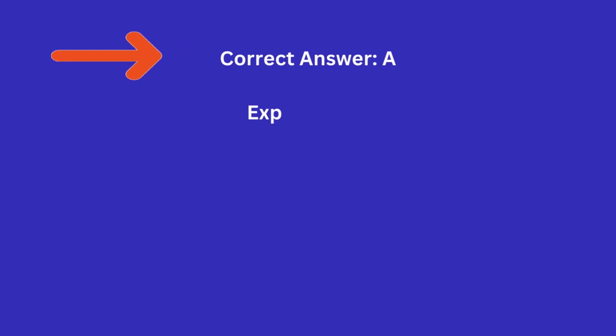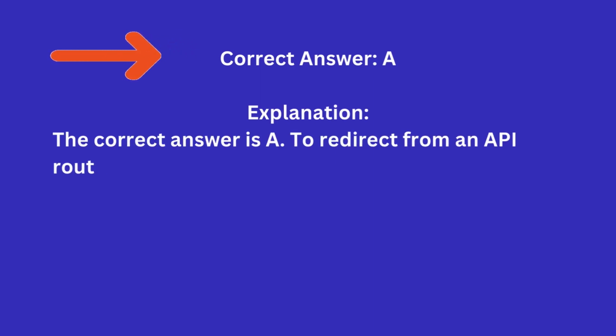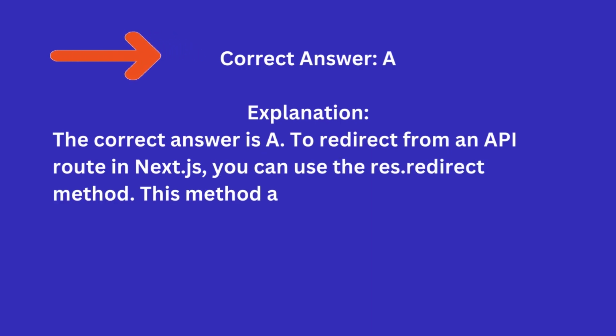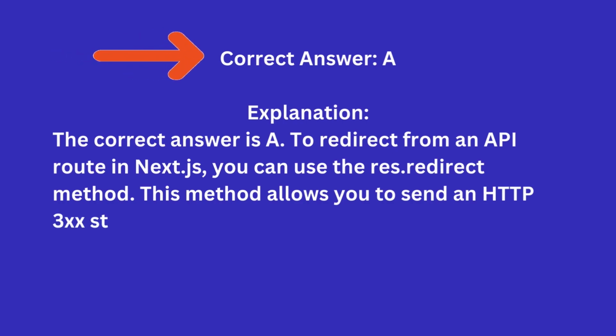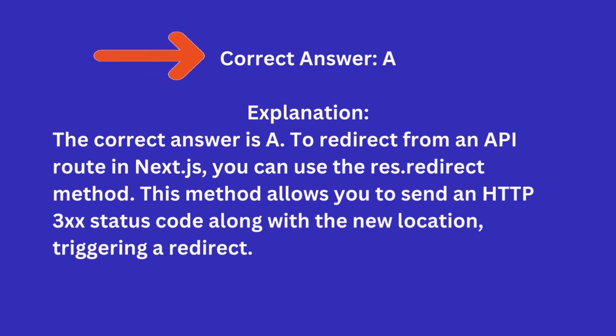Correct answer. A. Explanation. The correct answer is A. To redirect from an API route in Next.js, you can use the res.redirect method. This method allows you to send an HTTP 3XX status code along with the new location, triggering a redirect.